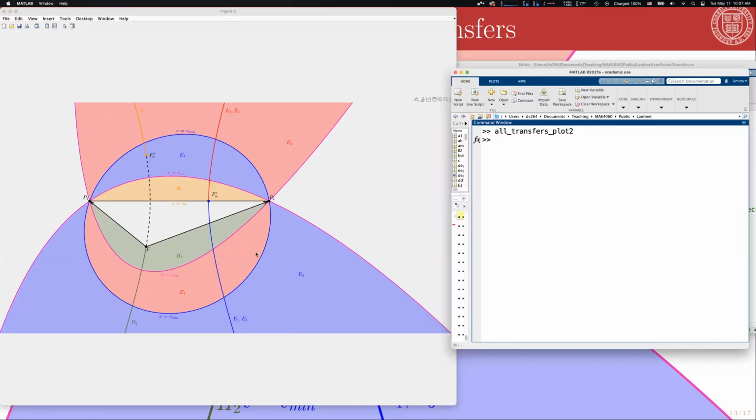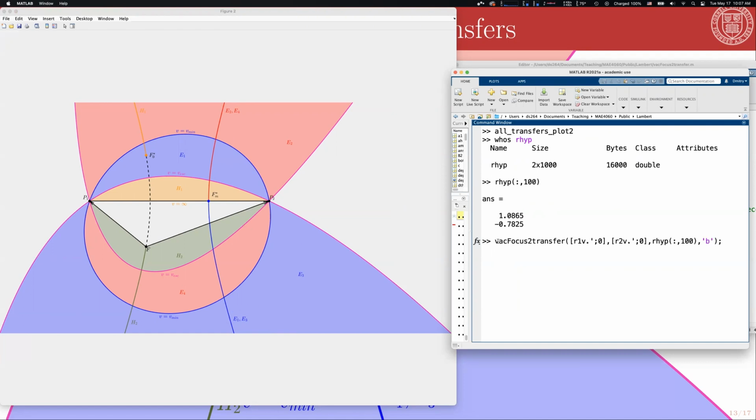Here we have the same diagram generated in MATLAB. The data describing these two branches of the vacant focus hyperbola are stored in two variables called rhype and lhype. So let's start by picking a point close to the bottom of the right hyperbola towards the start of the array. That should put us in the E1, E3 family of elliptical transfers. We'll choose the 100th element of the array, which as predicted puts us somewhere down here. And we will use a piece of utility code called vac focus to transfer, vacant focus to transfer. We give it the R1 vector, the R2 vector, and the vacant focus, and we will be plotting in blue to match our color scheme.